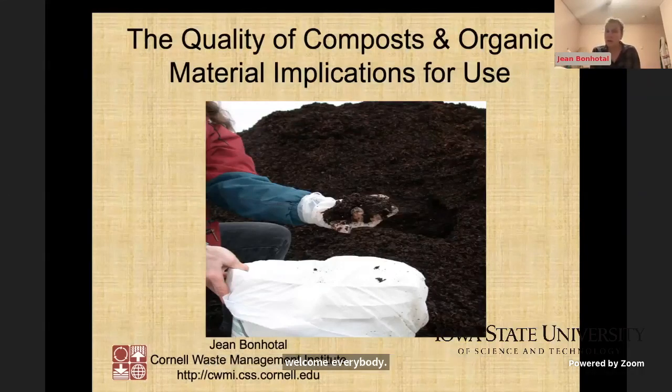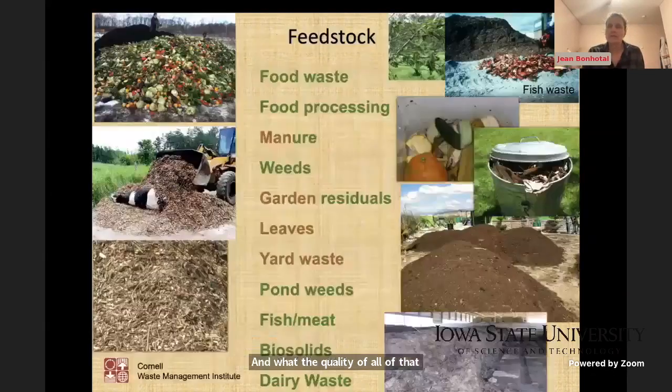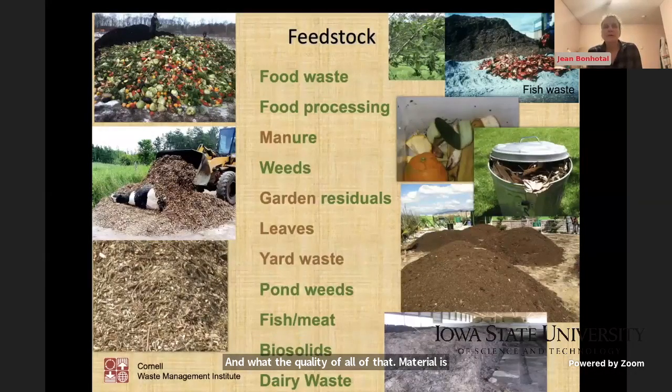I'll go through a whole lot of information about feedstocks, as it relates to compost and compost production, and what the quality of all of that material is. There are all kinds of feedstocks, and we color code our feedstocks for browns and greens, carbons and nitrogens, wet and dry. Okay, so we always have those color coded when we're talking about them in terms of putting them together to make a good balance of a compost.